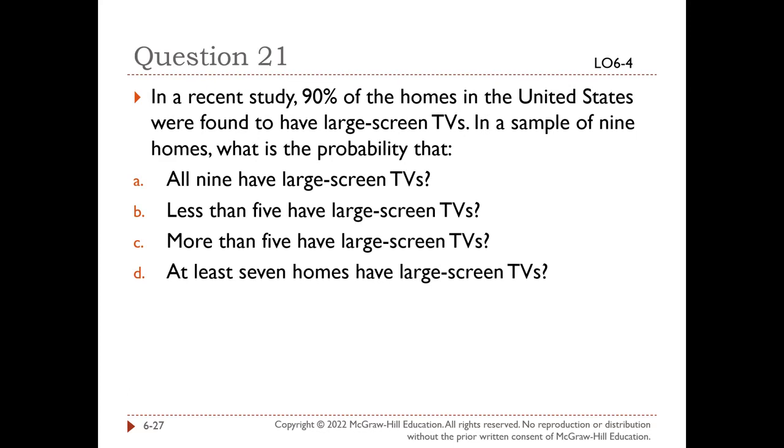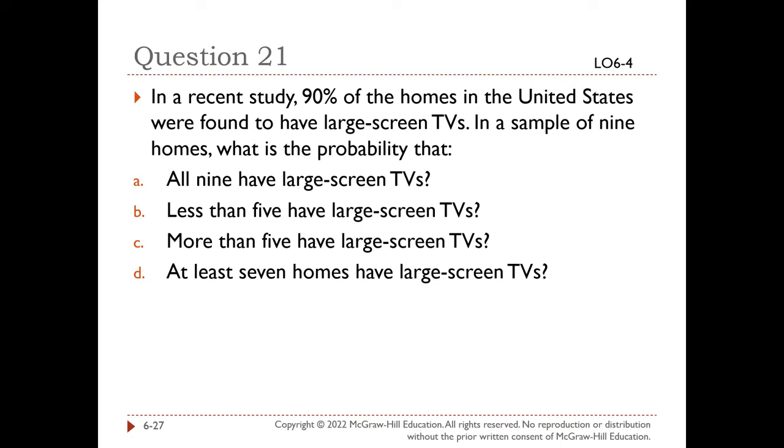In a recent study, 90% of the homes in the United States were found to have large screen TVs. In a sample of 9 homes, what is the probability that all 9 have large screen TVs? Less than 5 have large screen TVs. More than 5 have large screen TVs. And at least 7 homes have large screen TVs.